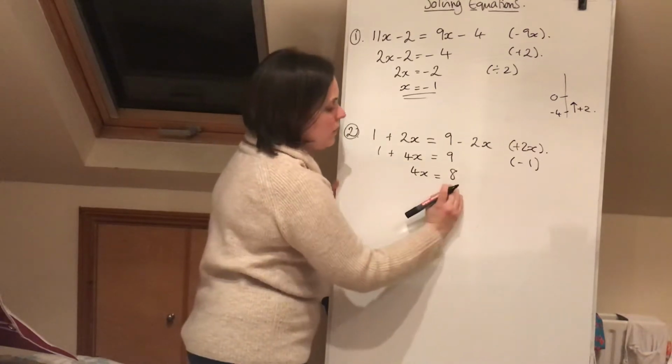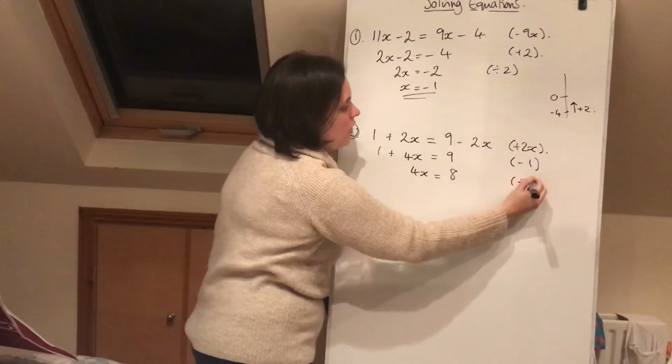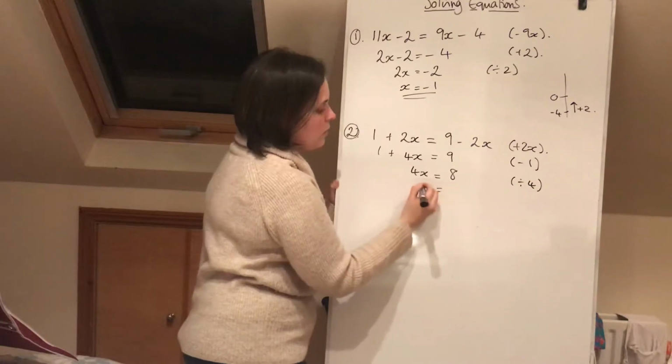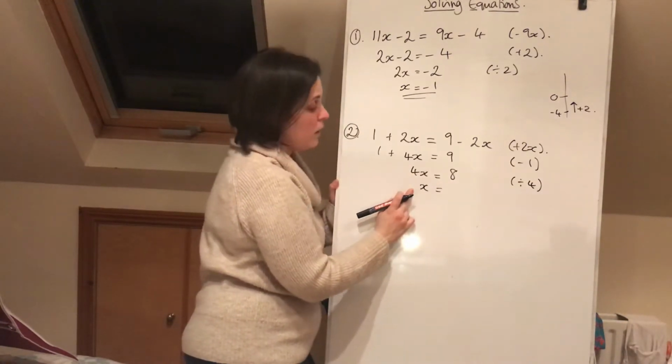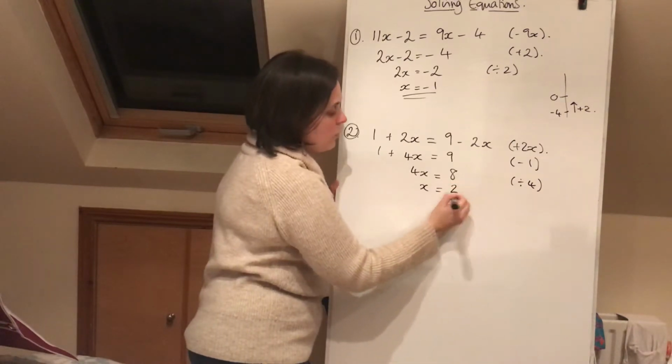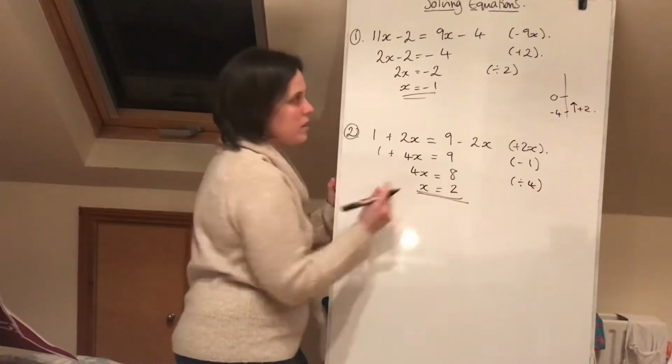And now I just divide through by 4, because I want to end up with just 1x and I've got 4x. To get it to 1x I need to divide by 4. 8 divided by 4 is 2, and there is my answer.